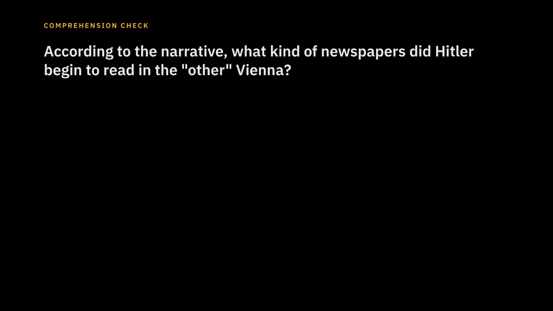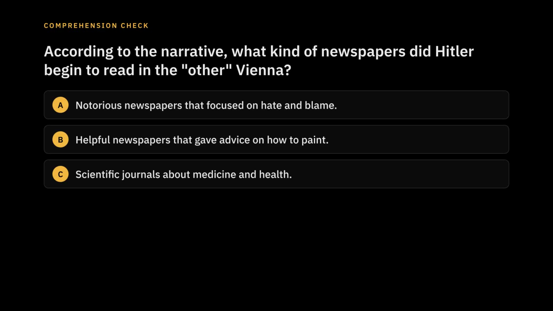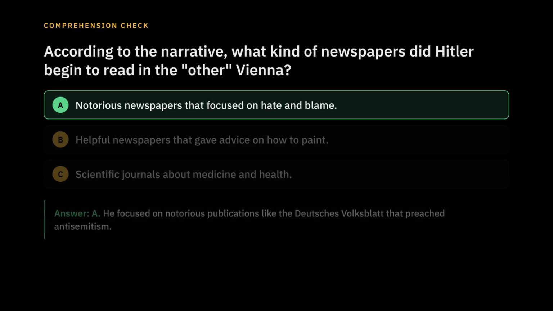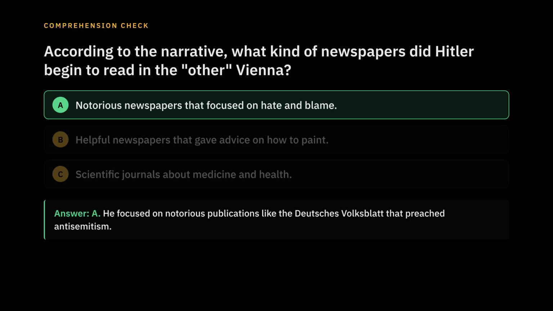According to the narrative, what kind of newspapers did Hitler begin to read in the other Vienna? He focused on notorious publications like the Deutsches Volksblatt that preached anti-Semitism.